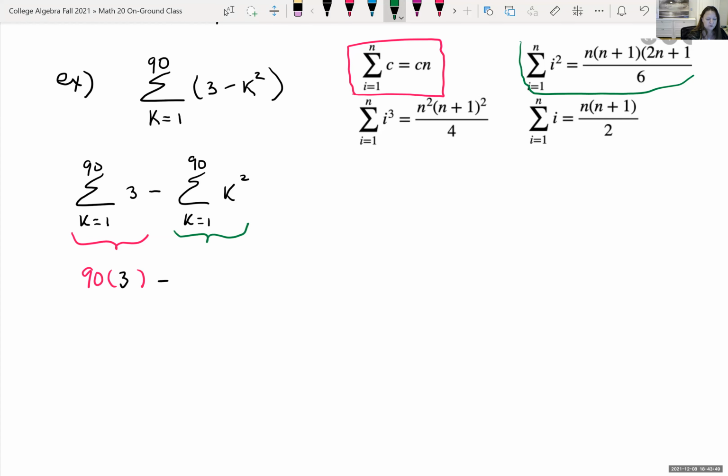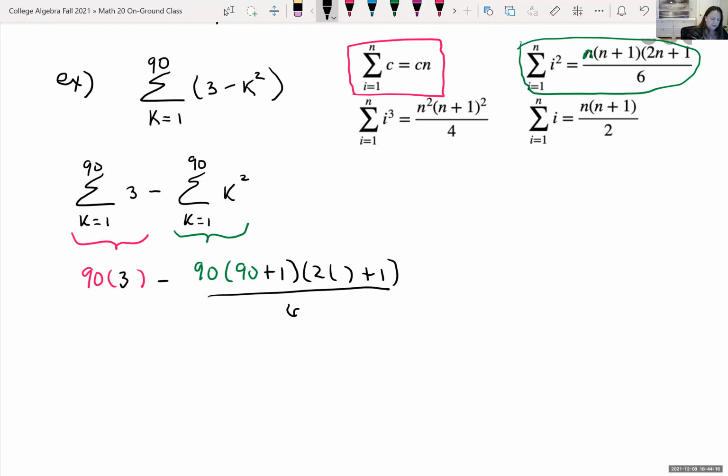So we're going to use this formula in here. We need to know what n is for our summation. That's the highest number or term that we're going to. We're going to the 90th term, so our n value is 90. So we're going to plug it into this formula. We have 90 times 90 plus 1, all times 2 times 90 plus 1, all over 6.